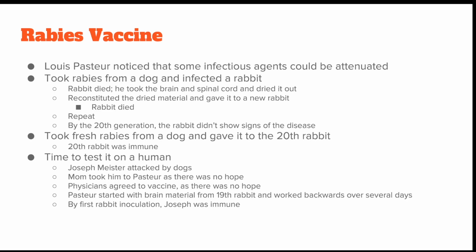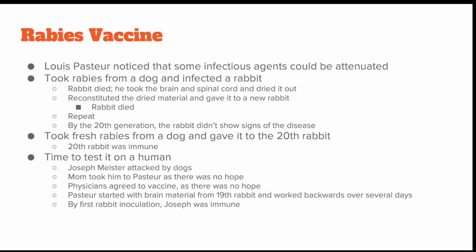And so the mom was like, well, is there anything we can do? And she had heard, or rather there had been some published accounts of Louis Pasteur doing this work on rabies. And so she took the kid to Louis Pasteur. Pasteur then consulted with some physicians. Pasteur was not a physician. He was a chemist, bacteriologist, virologist. And so he consulted with some physicians, and they said, you know what, you might as well try it, because there's nothing we can do for the kid.